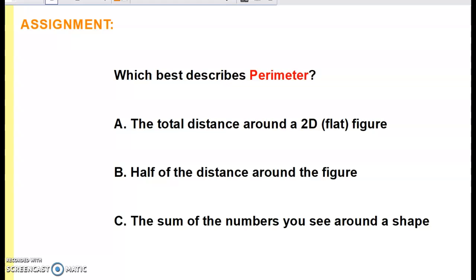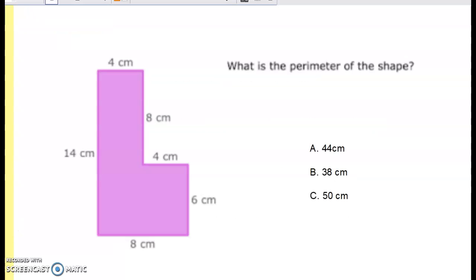So after you've numbered, number 1, which best describes perimeter? A, the total distance around a 2D flat figure. B, half of the distance around the figure. Or is it C, the sum of the numbers you see around a shape? Okay, number 2, what is the perimeter of this shape? A, 44 centimeters, B, 38 centimeters, or C, 50 centimeters?